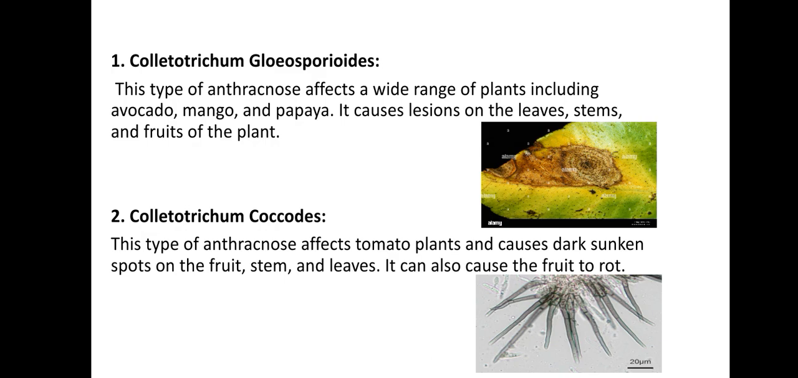Colletotrichum orbiculare. This type of anthracnose affects cucurbits such as pumpkins, squash, and watermelons. It causes circular spots on the leaves and fruits of the plants. Colletotrichum acutatum. This type of anthracnose affects strawberry plants and causes brown-black spots on the fruit, leaves, and stems. It can also cause the fruit to become deformed.